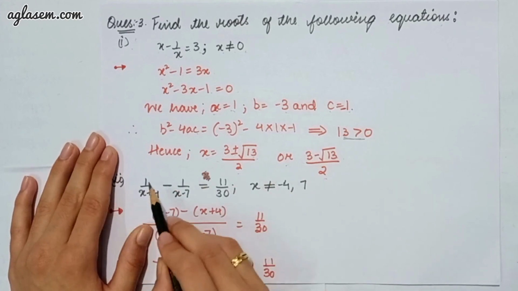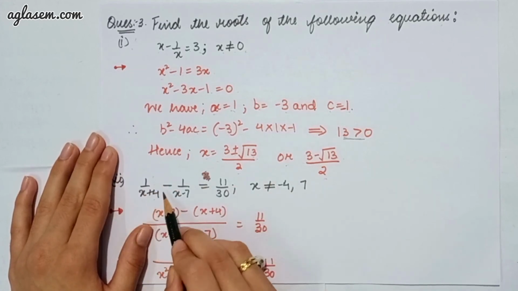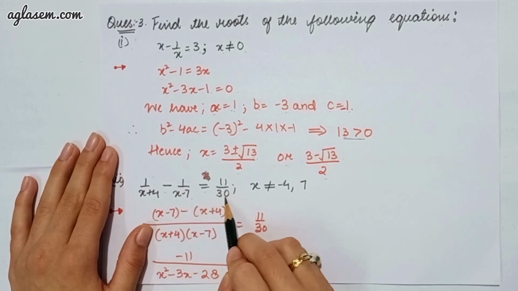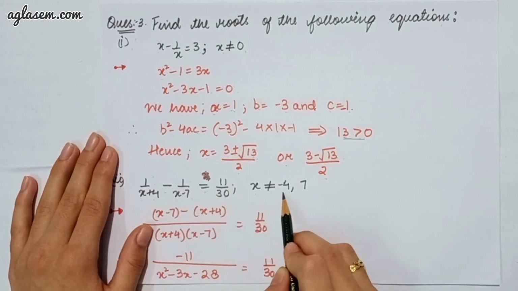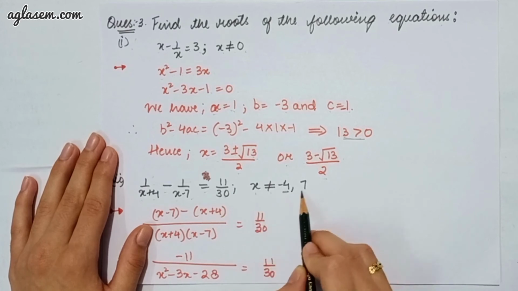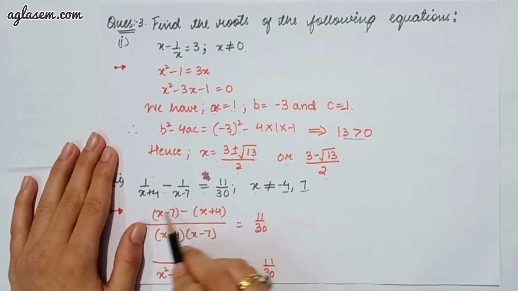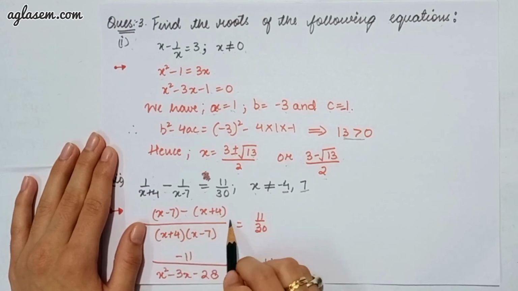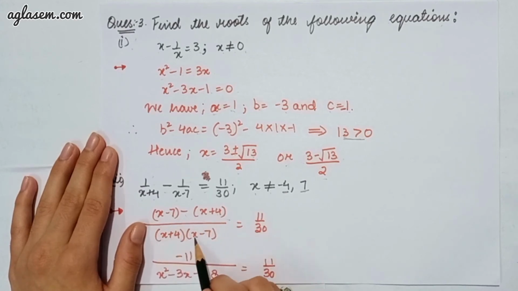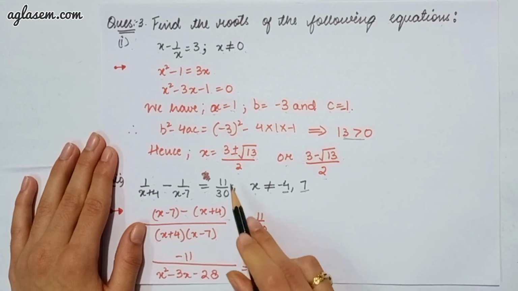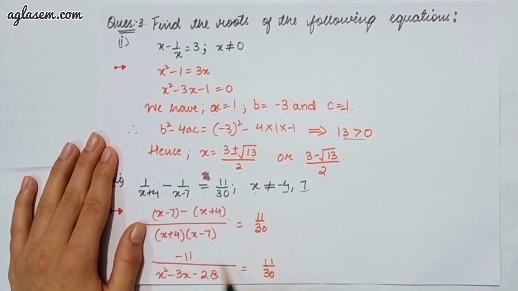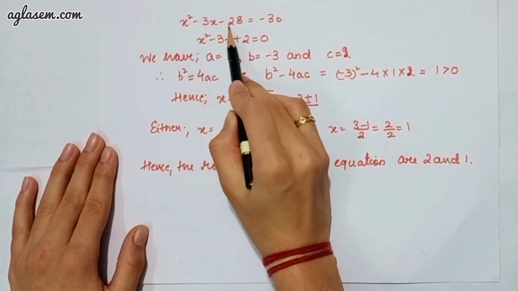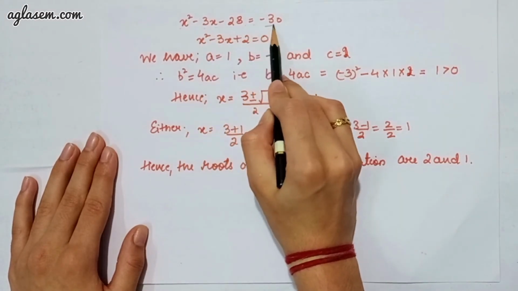The second part says 1 divided by x plus 4 minus 1 divided by x minus 7 is equal to 11 upon 30. Here x is not equal to minus 4 and x is not equal to 7. So the answer is x minus 7 minus x plus 4 divided by x plus 4 into x minus 7, which is equal to 11 upon 30. Again solving this, we will get x square minus 3x minus 28, which is equal to minus 30.